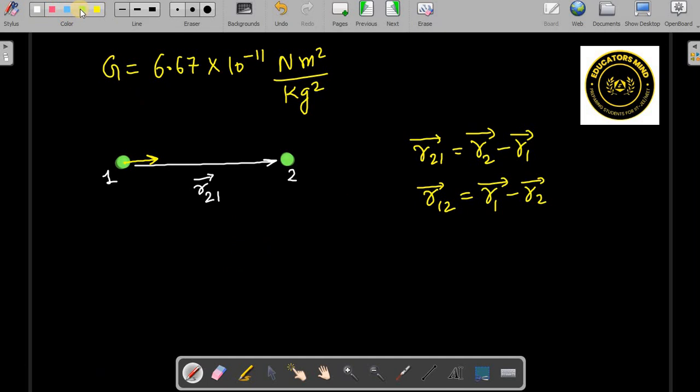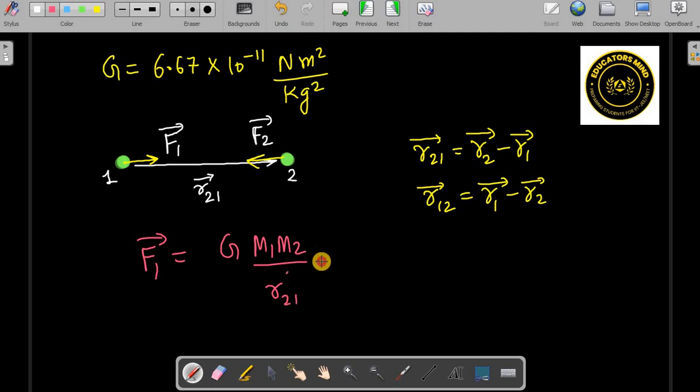Okay, so in this case, if you want to write the force on 1, you can write it as F1, and the force on 2 will be in this direction, that you may represent as F2. So can we represent F1, F2 in terms of vector? Definitely we can. So F1 vector magnitude, you write G M1 M2 by distance. Distance is R21. Okay, but the unit vector now you have to multiply. A vector is a magnitude and a unit vector. So what is the unit vector?